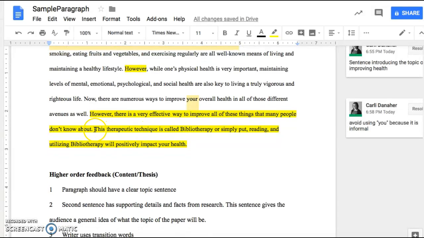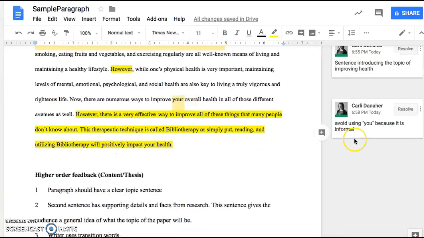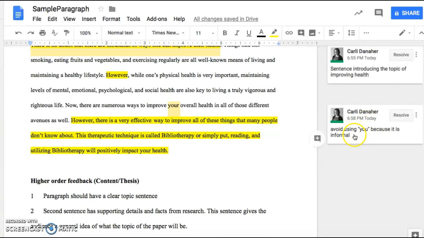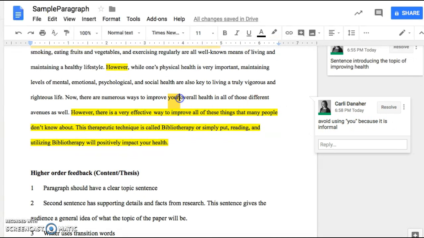So I can tell that in this last sentence, this therapeutic technique is called bibliotherapy, or simply put, reading, and utilizing bibliotherapy will positively impact your health. So I left a comment saying that you should avoid using you because it is informal. So you want to stay away from using informal language, especially in a research essay.